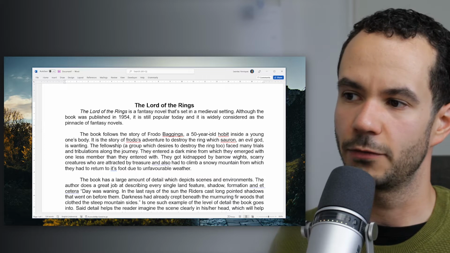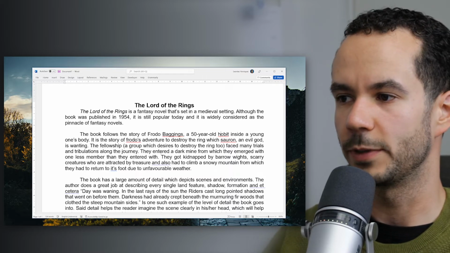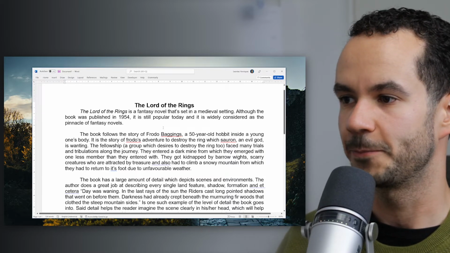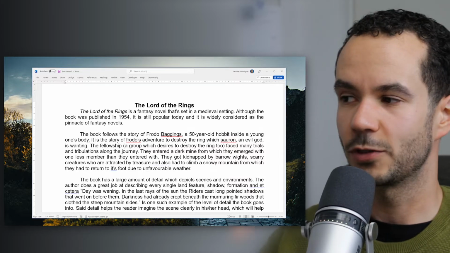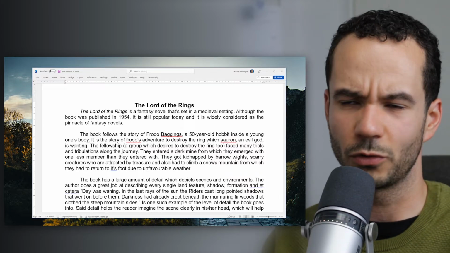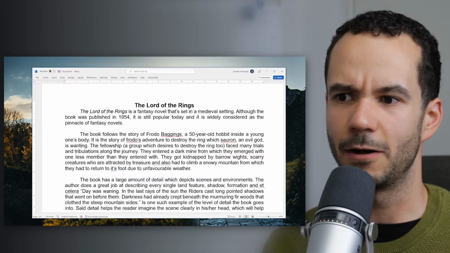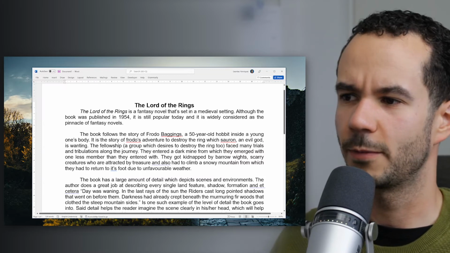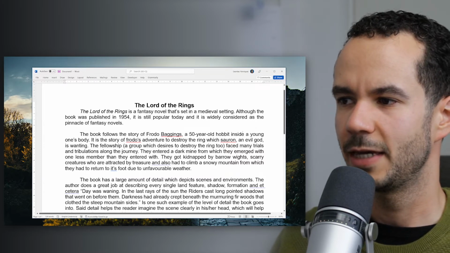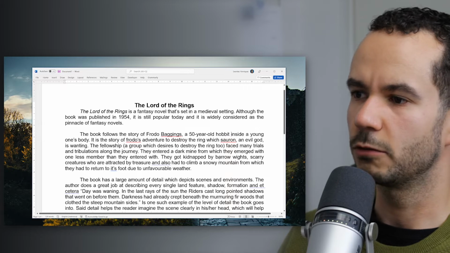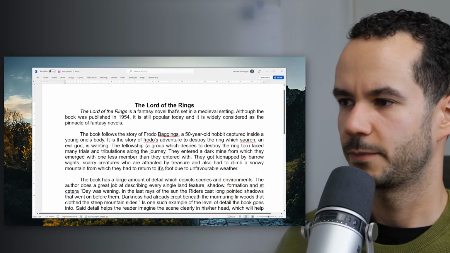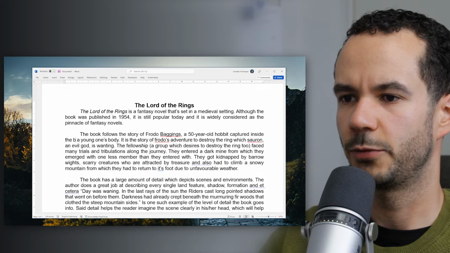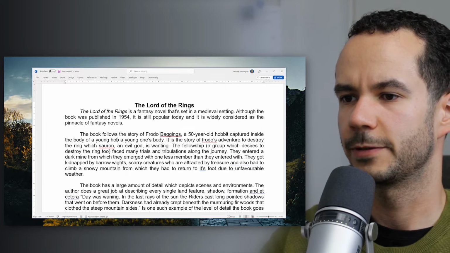So we get 50-year-old hobbit. And hobbit is with double B. Inside a young one's body. So what we want to say is that this hobbit is inside this older hobbit is inside the body of a younger hobbit. So I'm going to change this slightly into 50-year-old hobbit captured inside the body of a young hobbit.